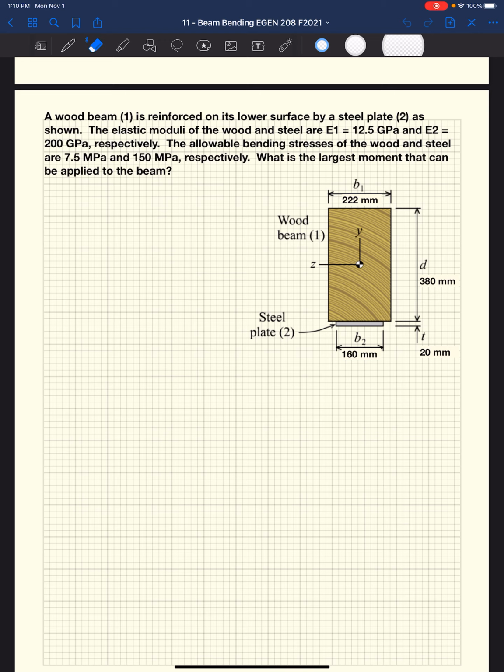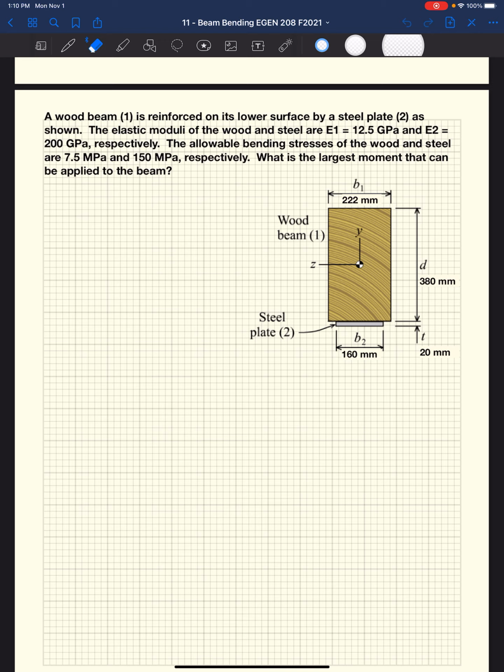Let's say we glue it on there, or screw it on there adequately enough that this system acts compositely, and we do that to beef up the beam, right? We change the use of the building, we add another story, whatever, and it adds to the demands on this beam, so we need to strengthen it. So we add the steel plate.